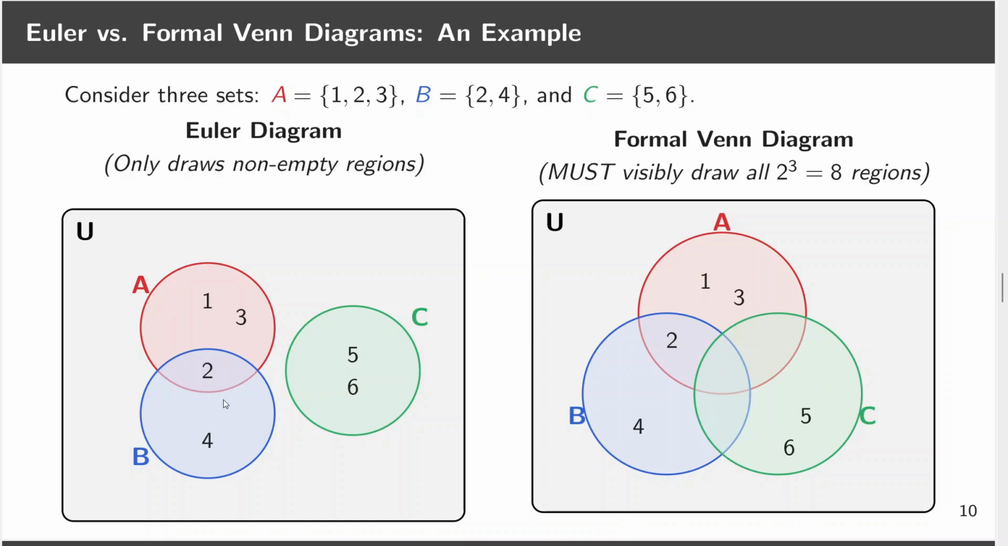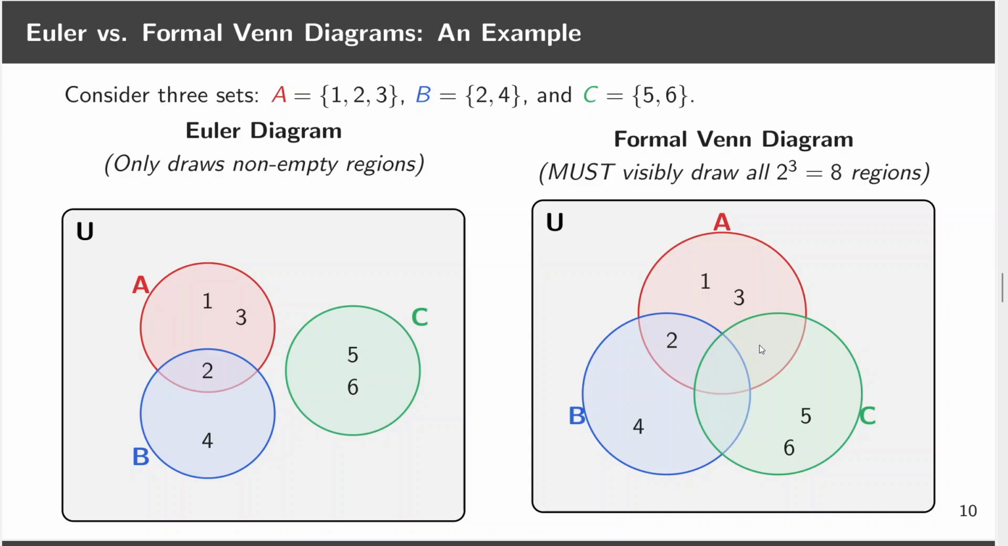So in a formal Venn diagram, even though C doesn't actually share any elements with A or B, we must still draw C in a way that it overlaps with both A and B and with the intersection of A and B. The overlapping regions will exist as visible areas in the diagram, but they'll just be empty. No numbers live there. So in the formal version, all 3 circles still overlap one another in the traditional arrangement.